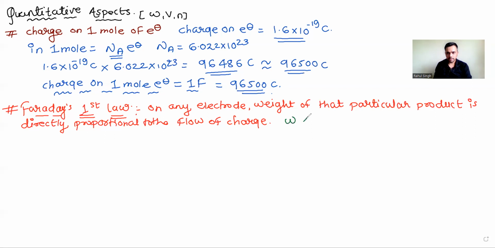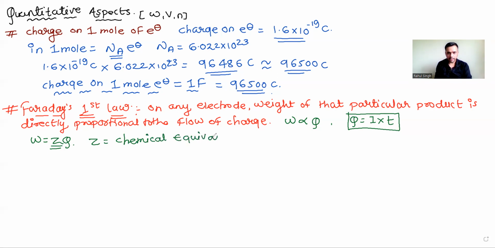Mathematically, we can write the weight, represented as W, is directly proportional to the flow of charge Q, where Q is denoted as I into T. I is the current, T is the time for which the current is flowing, and W is the weight. To remove the direct proportionality sign, we write W equals Z into Q. Z is our constant. This constant is called the chemical equivalent constant, or electrochemical constant also.